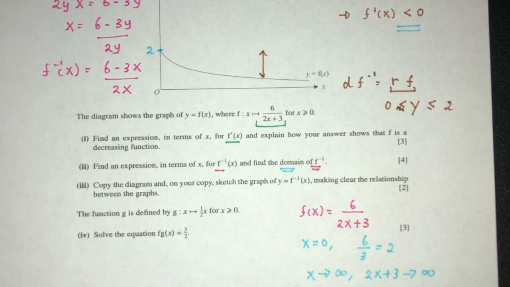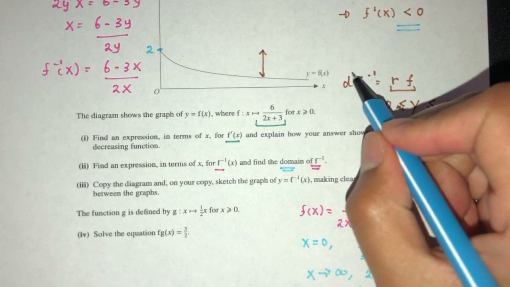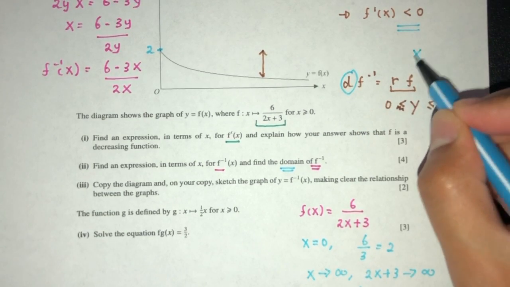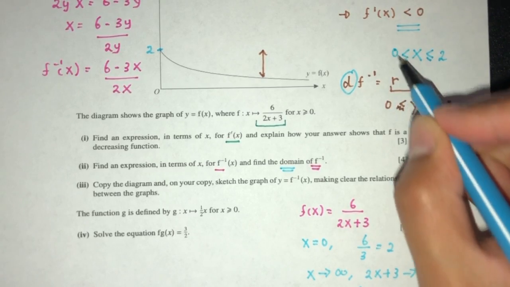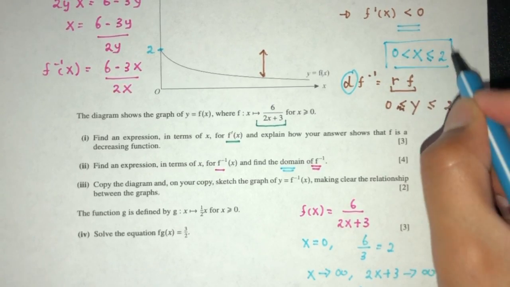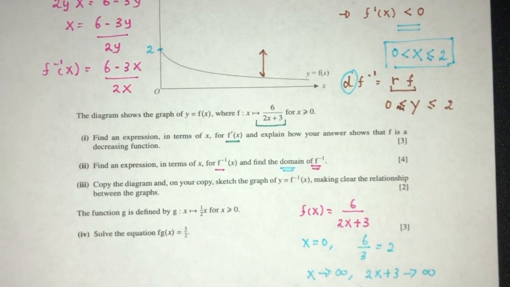Now we're trying to find the domain of the inverse. So the domain is described by x. We just have to write x between the same values, that should be 0 and 2. That will be your answer for the domain of f inverse.